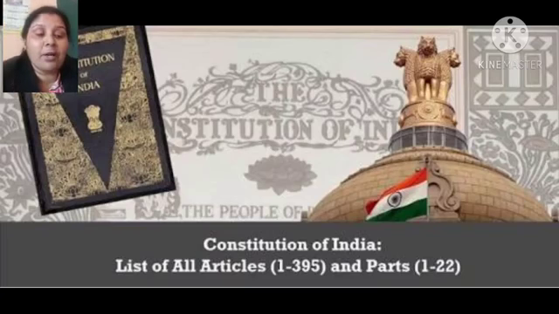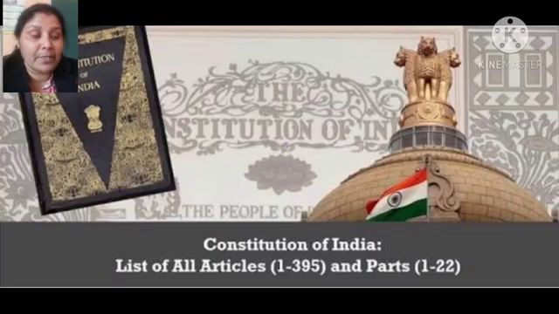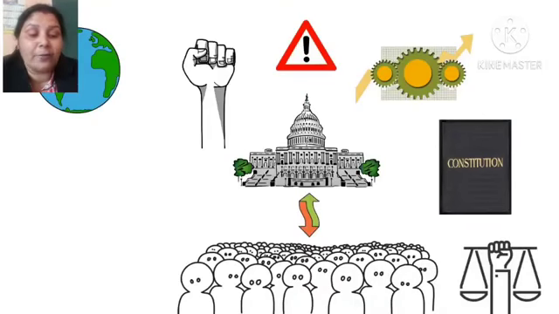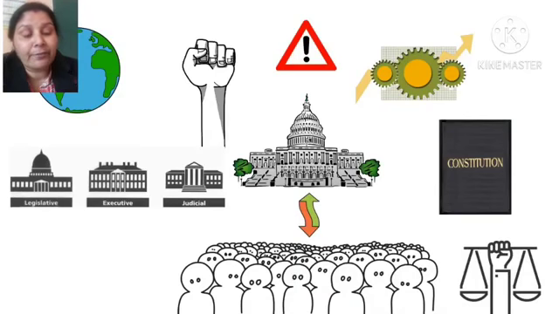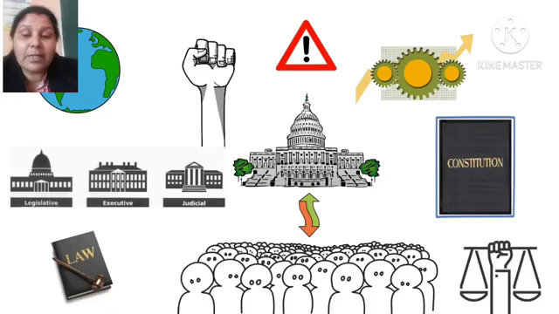The Constitution of India is a set of rules and laws according to which our country is governed. On one hand, it defines the position and powers of the three organs of the government: the executive, the legislature, and the judiciary. On the other hand, it explains the relations between the government and the citizens as well as the rights and duties of the citizens.